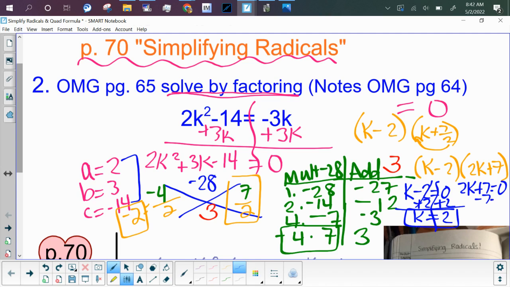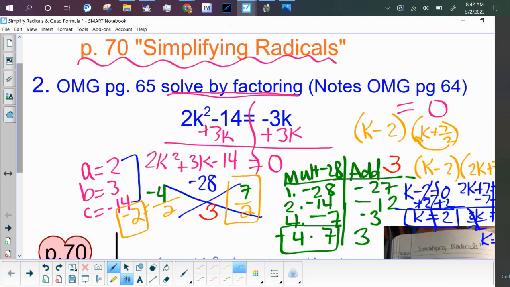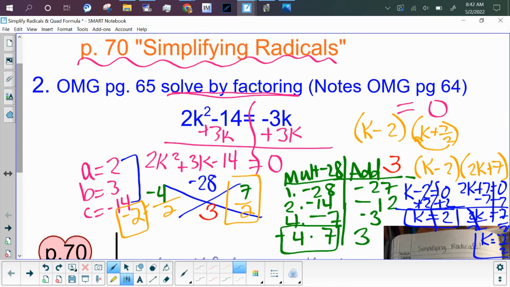Okay, and then over here I've got 2K plus 7 equals 0. I'm going to subtract 7 on both sides. So I got 2K equals negative 7. And then I'm going to divide it by 2. And I got K equals negative 7 over 2. So those are my 2 answers. 2 and negative 7 over 2.